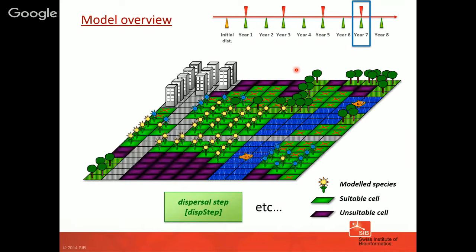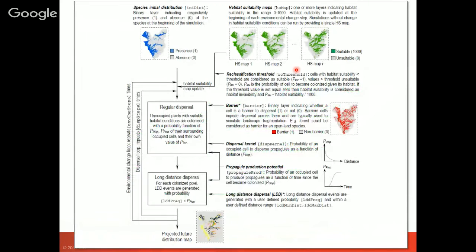So sometimes you have change in the environment. MIGCLIM takes a new one of your input suitability maps, and within this loop you have a number of dispersal loops. So here we have a little bit more complete view of the model with a lot more information on the different inputs.